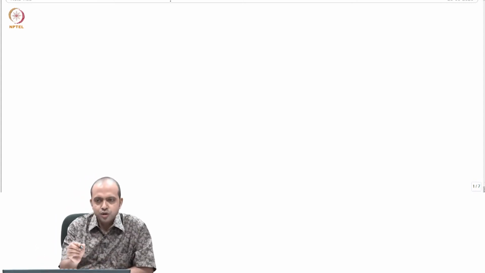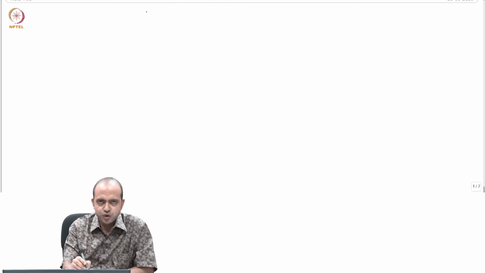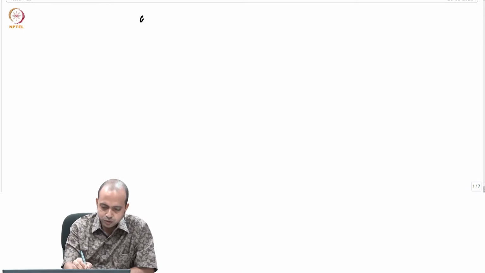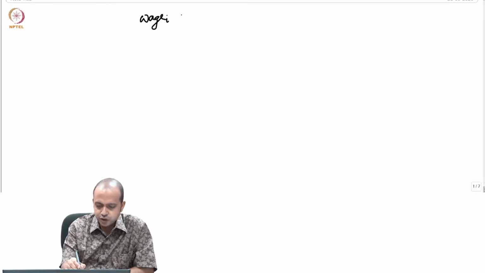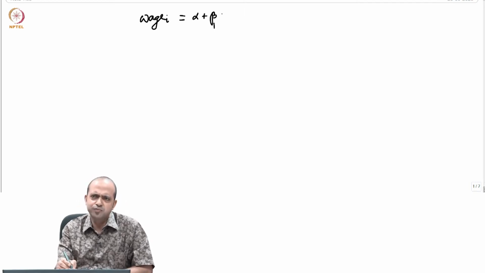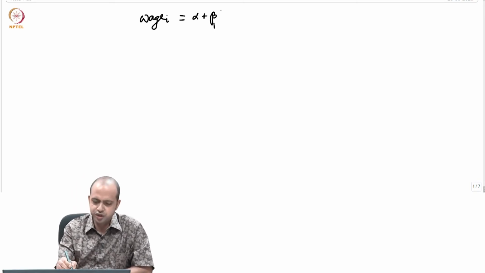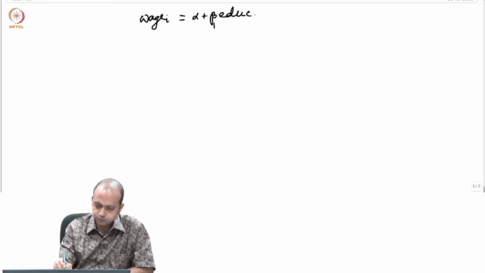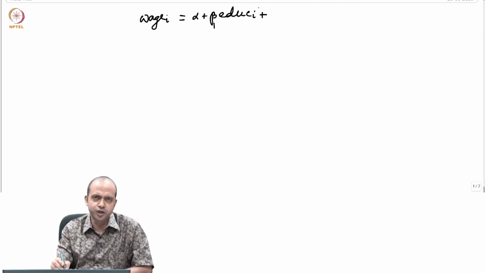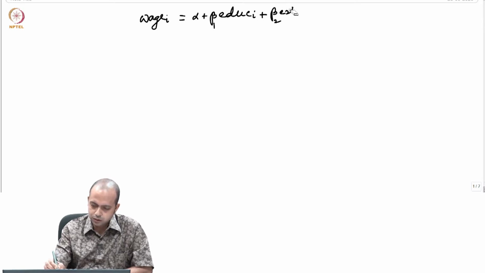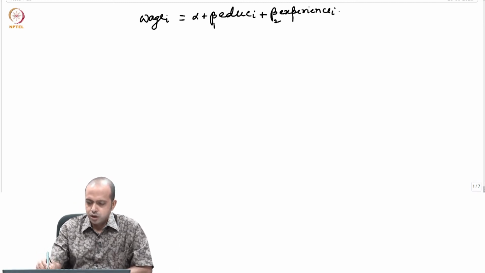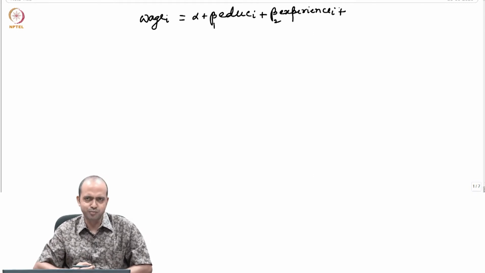Let us say that we are talking about a wage function. We are estimating the wage of an individual. Let us say that the wage of the ith individual is alpha plus beta 1 education. When we think about a wage function, the first explanatory variable that comes to our mind is education. And then you might also think about another variable, which is, let us say, experience of the individual.